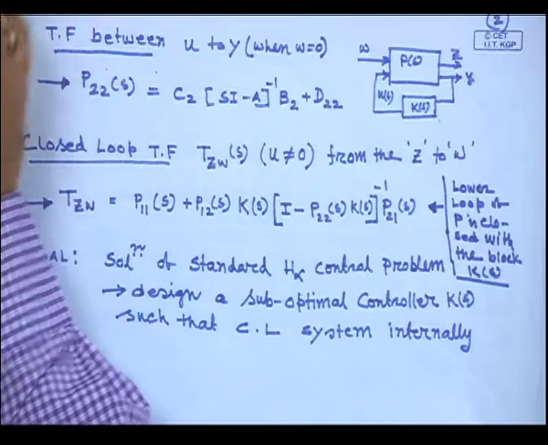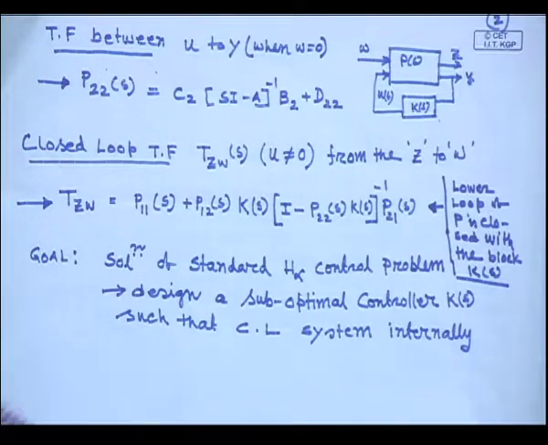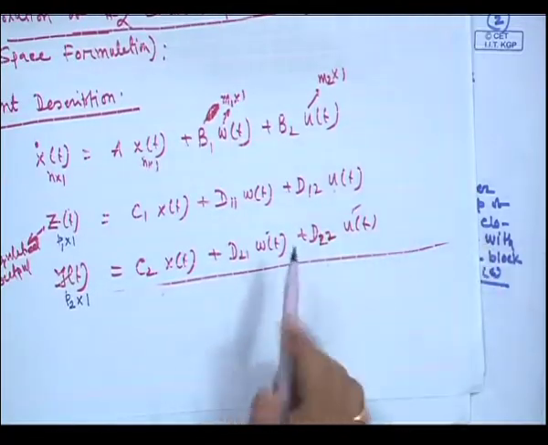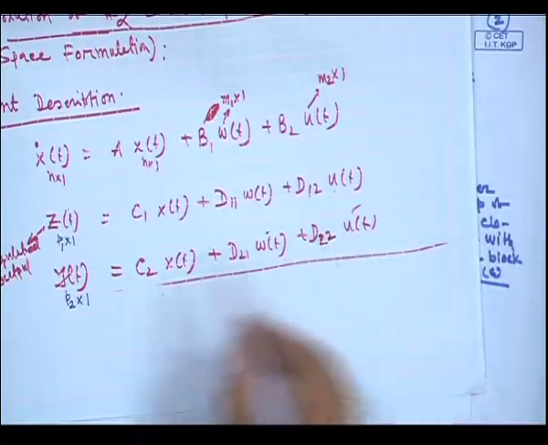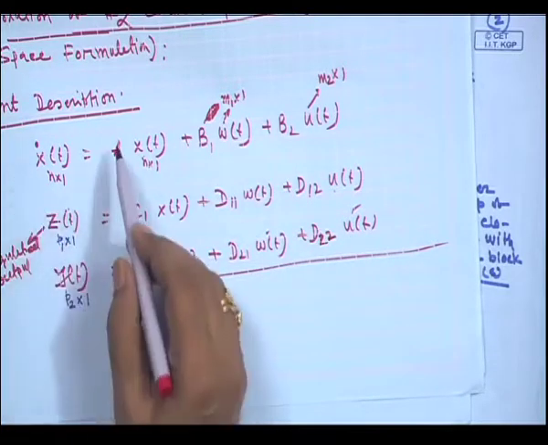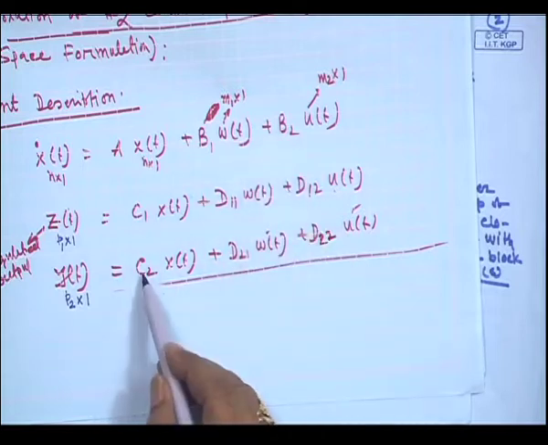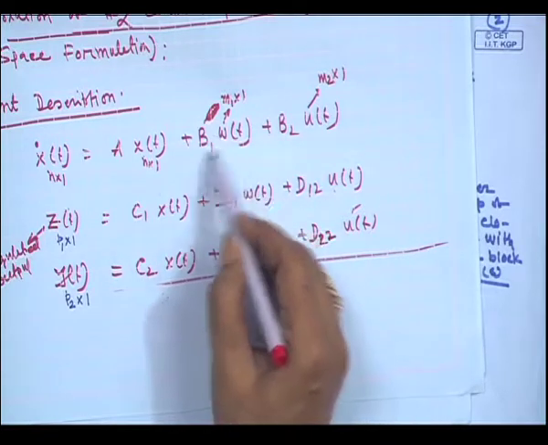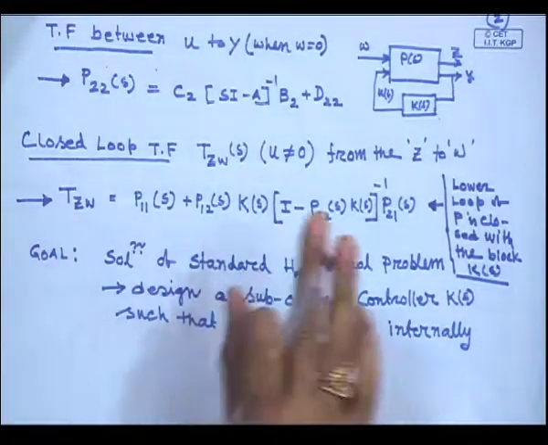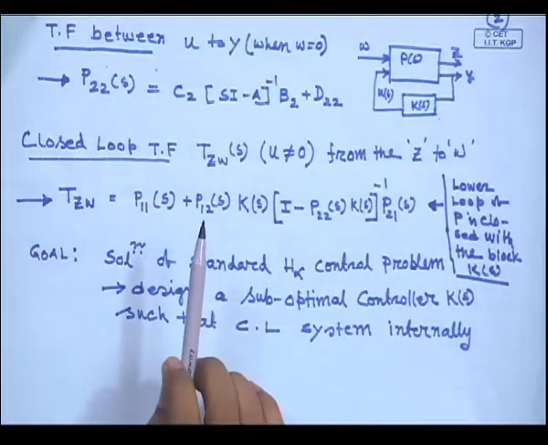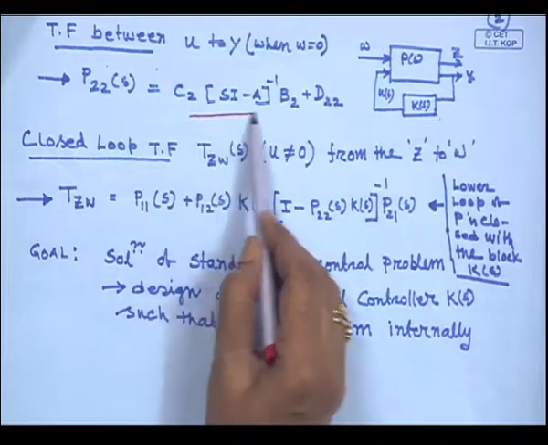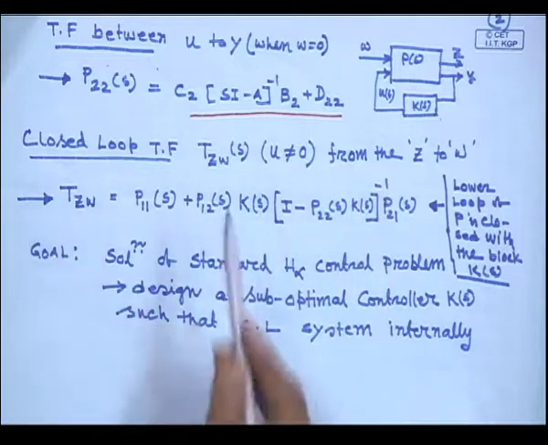How can I write it? As I mentioned, from the plant description I can write the transfer function between U and Y when W is 0. So A, B, C, D, and W is 0 means this term will not be there. So each block of the 4 block representation, P11, P12, P21, P22, we can find out its transfer function just this way.